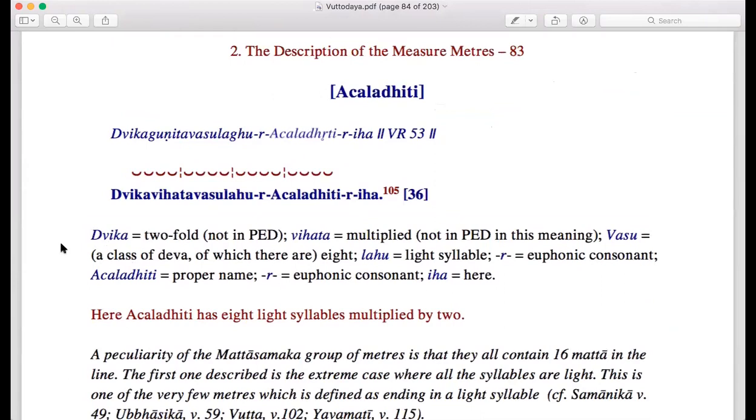Bhante takes it as, for my understanding, he's referring to the Sanskrit explanation. So I also prefer this translation, a class of Deva of which there are 8. So Vasu is the name of that class of Devas, and there are 8 Devas in that class. It should be the proper interpretation of the word Vasu.